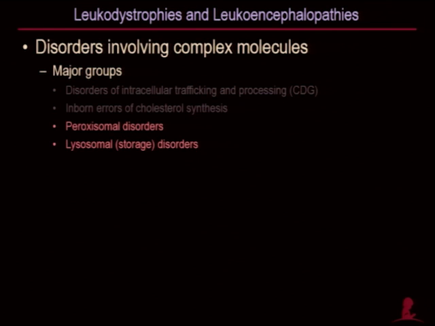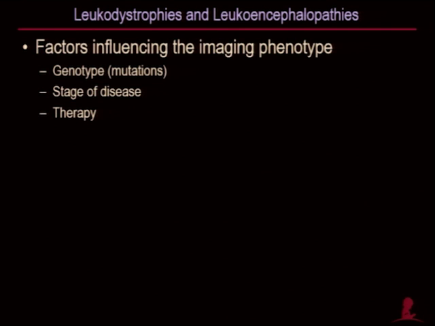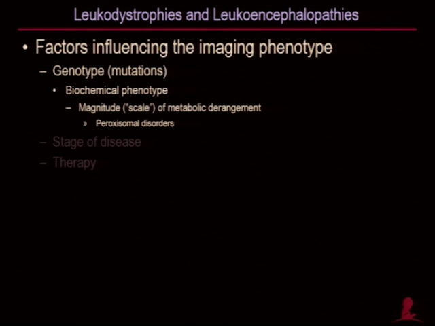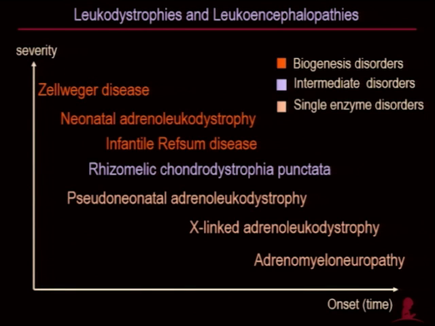In disorders involving complex molecules, and I'm just using these two groups, the peroxisomal disorders and the lysosomal disorders, to illustrate two important concepts. In particular, factors which may influence the imaging phenotype in these conditions. This is actually the genotype, the mutation itself, the stage of the disease, and therapy. The biochemical phenotype, which is defined by the genotype, will define the magnitude or scale of the metabolic derangement, and peroxisomal disorder is a good example of that.